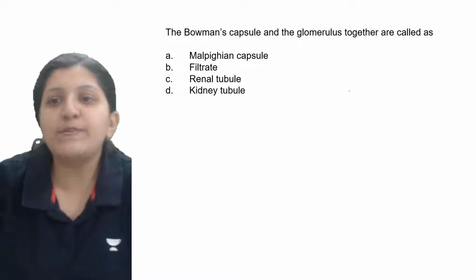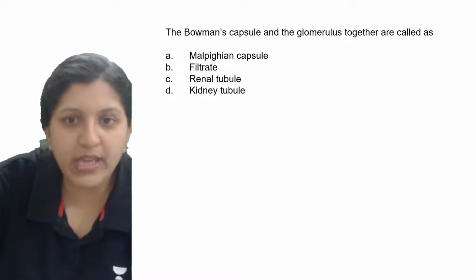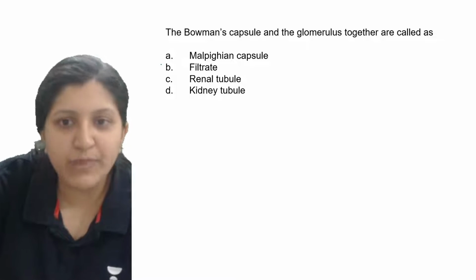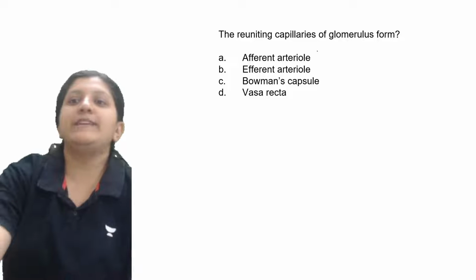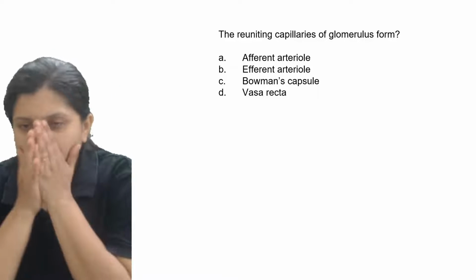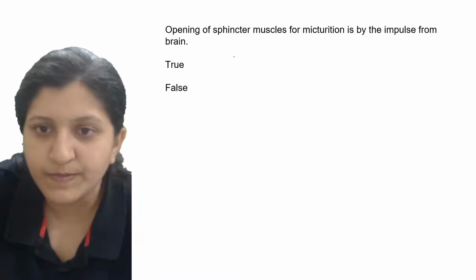Bowman's capsule and the glomerulus together are called the Malpighian capsule, filtrate, renal tubule, kidney tubule. Any idea what this is? Malpighian capsule. Right? Then the reuniting capillaries of the glomerulus, what are they going to form? They are going to form the afferent arteriole.